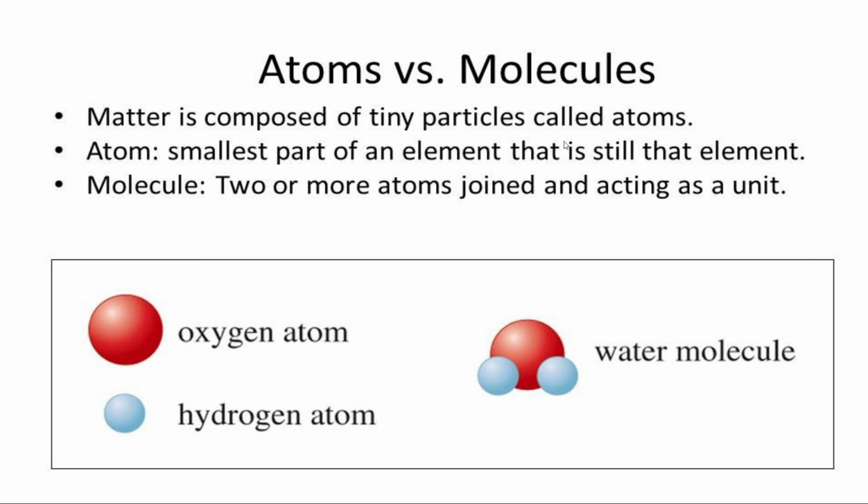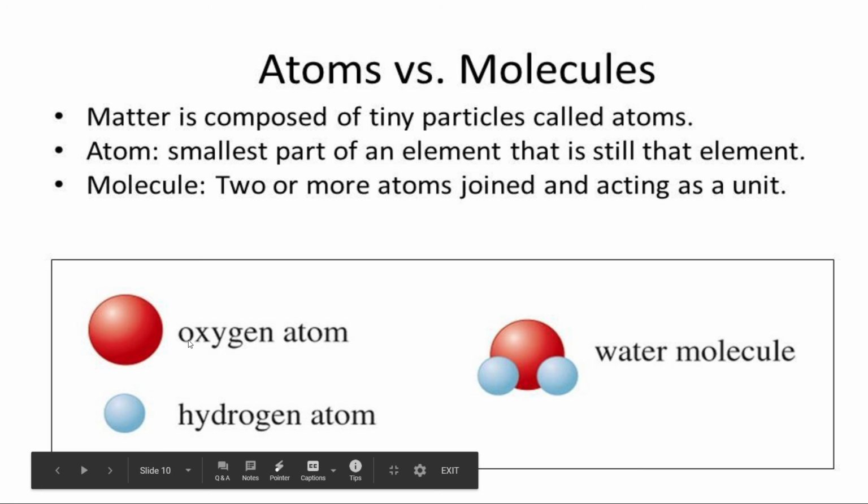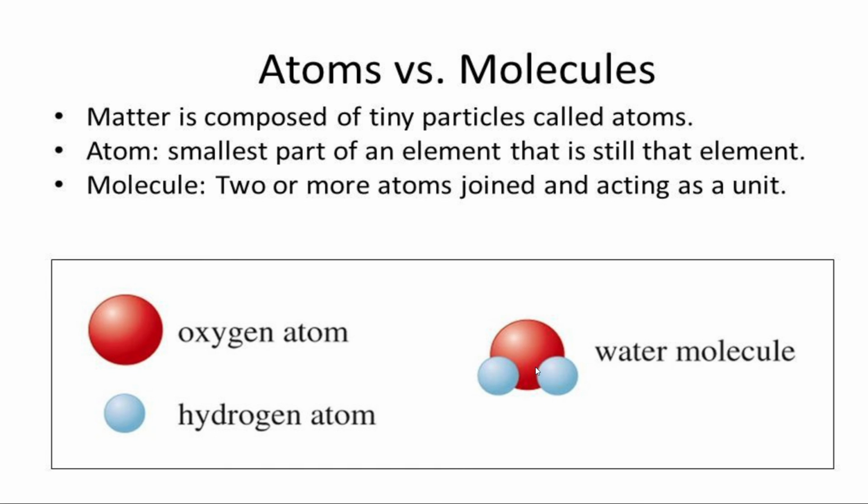So when an atom is formed in that element, it's not separate. It's still part of that element. And a molecule is two or more atoms joined and acting as a unit. So when two or more atoms join and become a whole, they act as a unit. They become a whole. And that whole is what we call a molecule. Just like this, we learned it. We have an oxygen atom and hydrogen atom. We added one oxygen atom, two hydrogen atoms, and it became a molecule. So two or more atoms join and are acting as a unit.